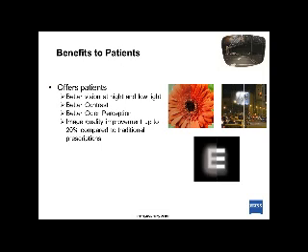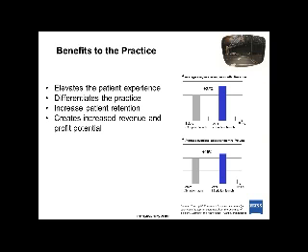The benefits to the patient of the iScription are better vision at night, better contrast, better color perception, and improvement of up to 20% compared to traditional prescriptions. It also helps the practice because it elevates the patient's experience, differentiates the practice, and helps to increase patient retention as well as profit potential. You can see the two charts on the right here. This was a study done in Europe before they had iScription and after iScription. They found their average eyeglass sales revenue per month was up 27%, and the average eyeglass sales volume per month was up 15%. You can see that more patients were retained in the practice because of this process.